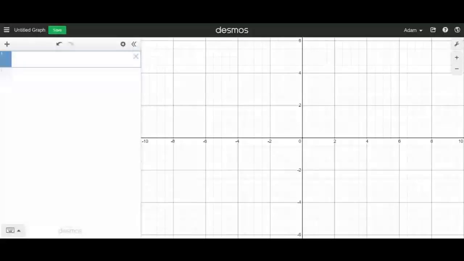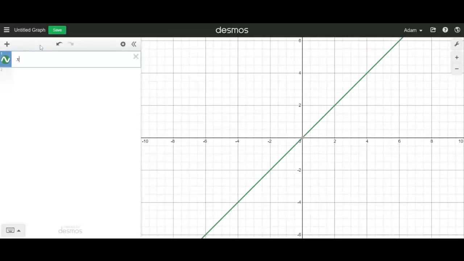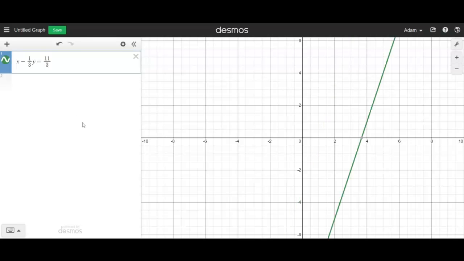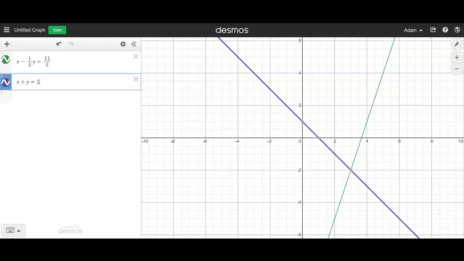Okay, so now we have to type in the equations, right? All right, so wait, come back. There we go. So we have x minus 1/3 times y is, I think, 11/3. Right? I think that's what we said. Yep. And then for the second one, we have x plus y equals 1. So I'm typing in the equations, right? That's what I just did. I typed in the equations, okay? They're typed in. And now we look at the graph.